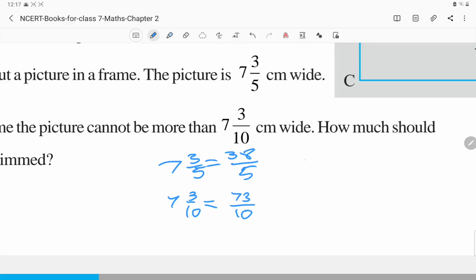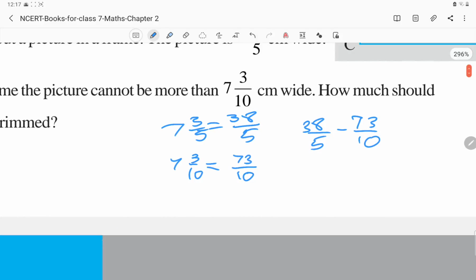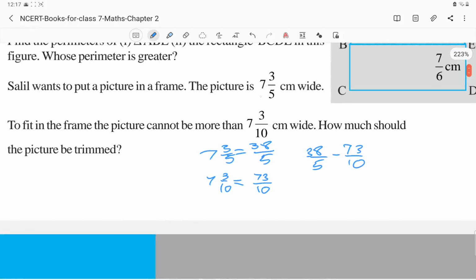Sorry, it's the other way around. 38 by 5 minus 73 by 10. Okay, 1 second, guys. So this is supposed to be smaller. This is supposed to be bigger, so that's the one that's supposed to be there. Pretty sure, yeah. I think I got it right the first time.